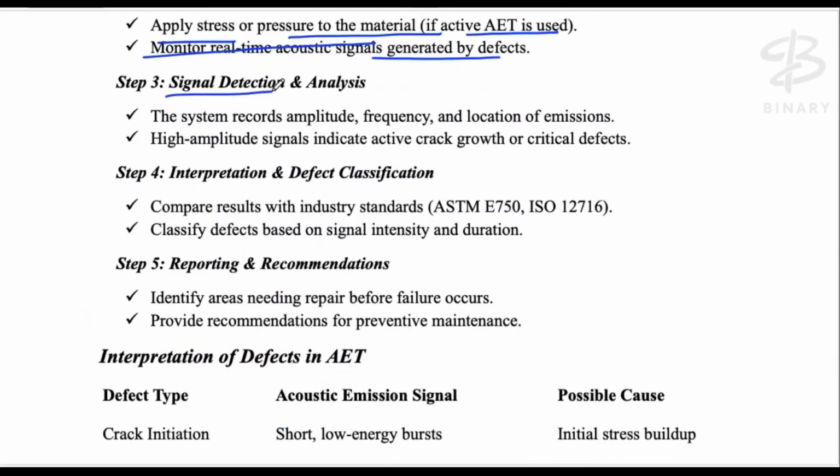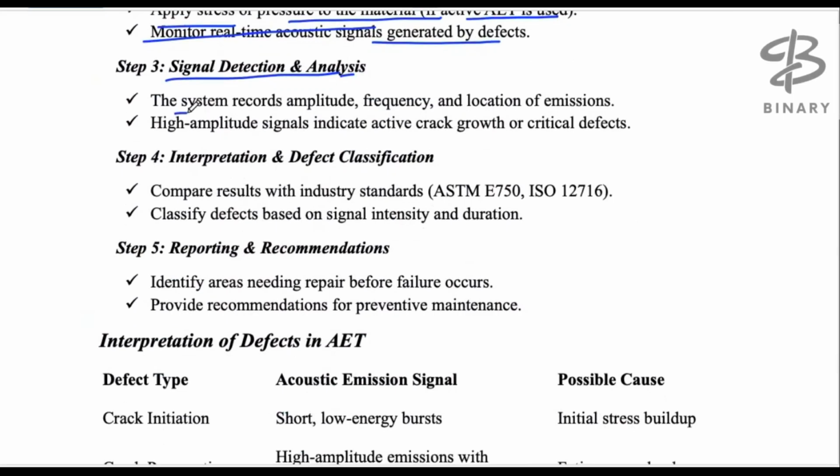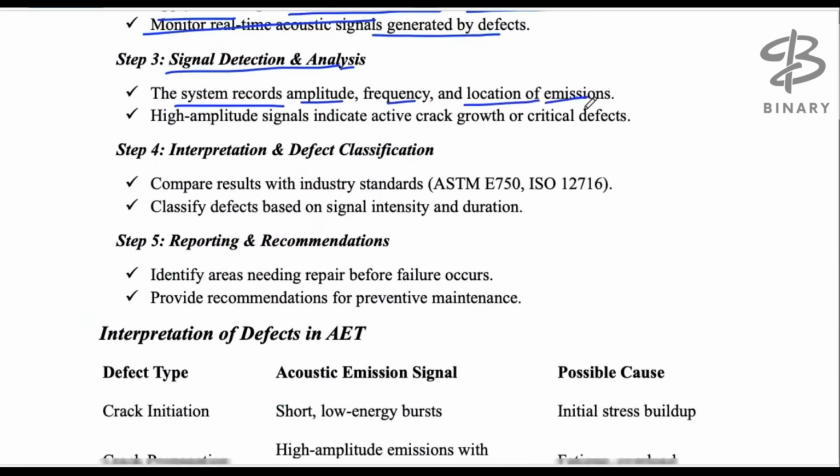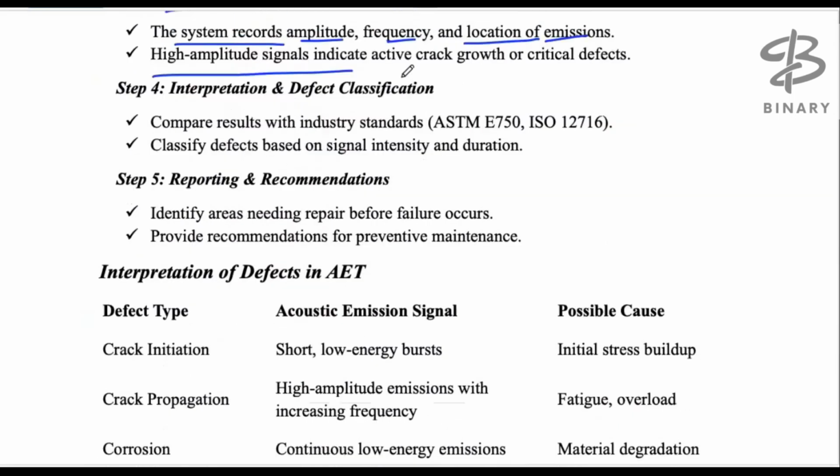So, signal detection and analysis. The system records the amplitude, frequency, and locations of emissions. High amplitude signals indicate active crack growth or critical defects. If you have high amplitude signals, it means there is active crack growth or critical defects present there.